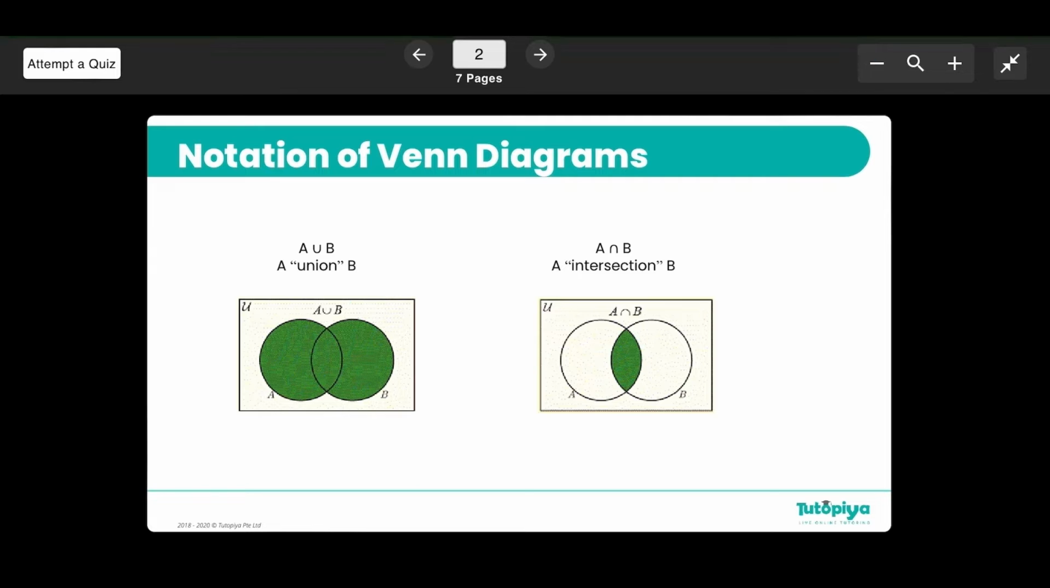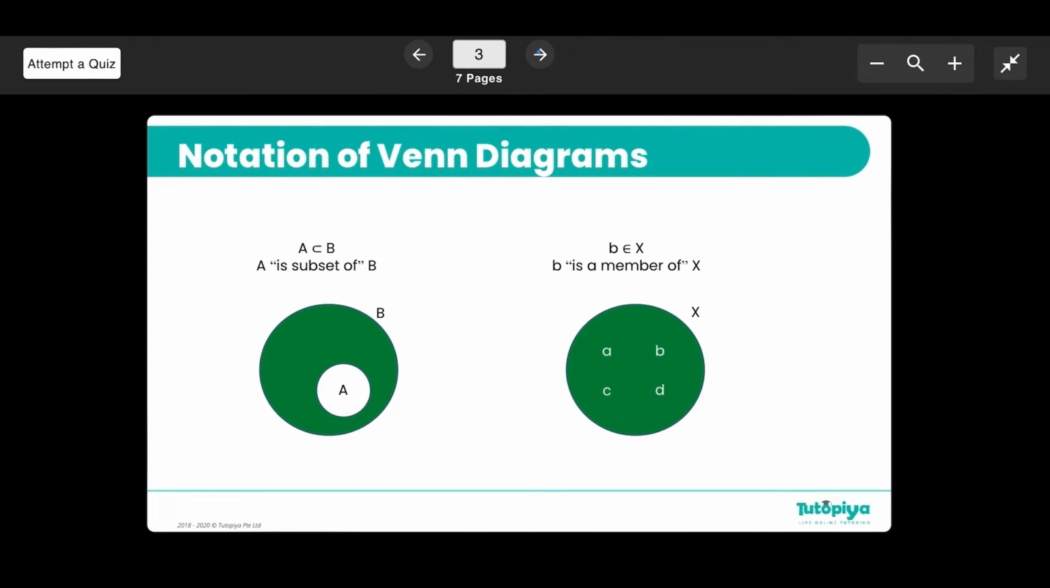Moving to the next one, subset. Subset is like when you have a big set. In this case, the big set is B, and then we have a smaller set inside of B. In this case, that is A, and we represent that with a sideways U like this, okay? So basically, A is a smaller set inside of the bigger set B.